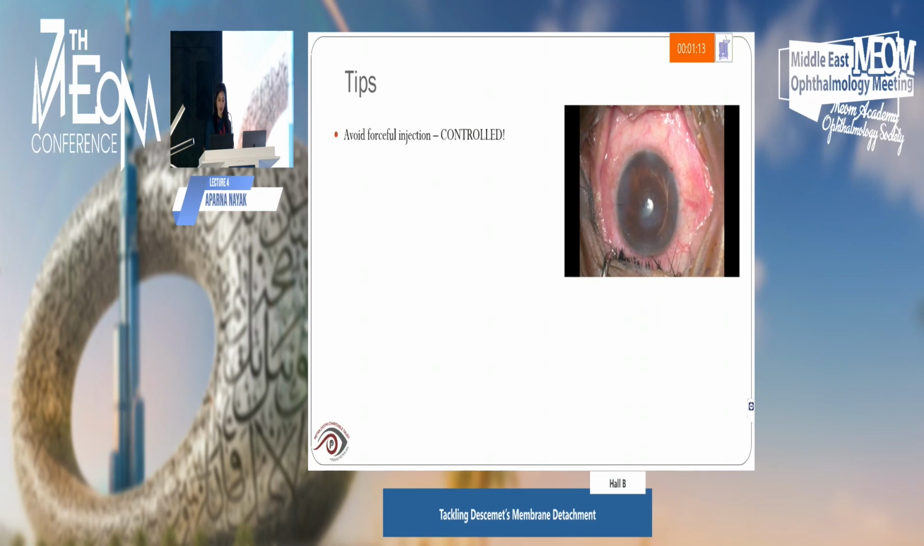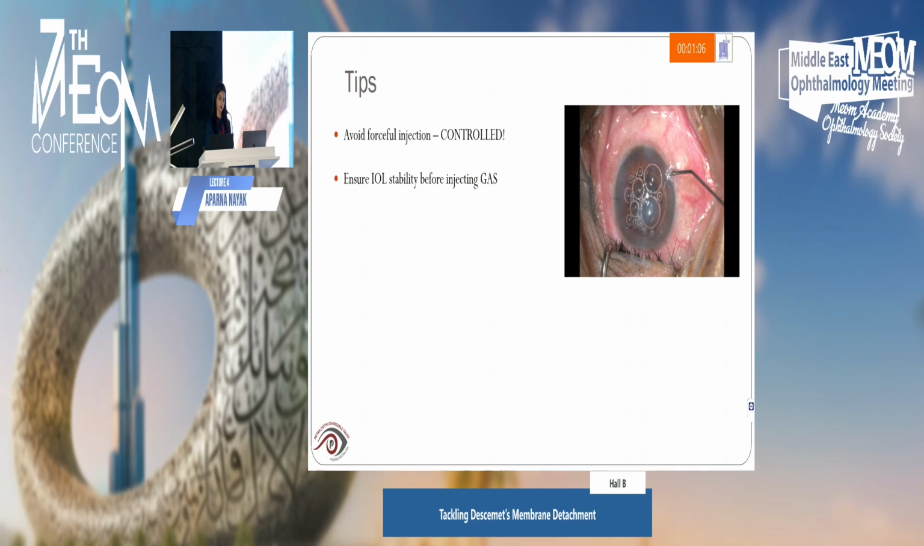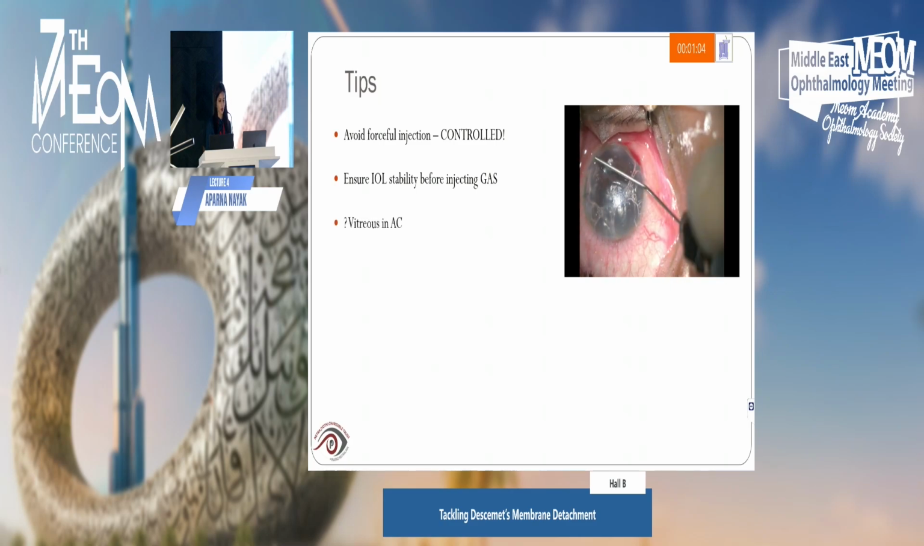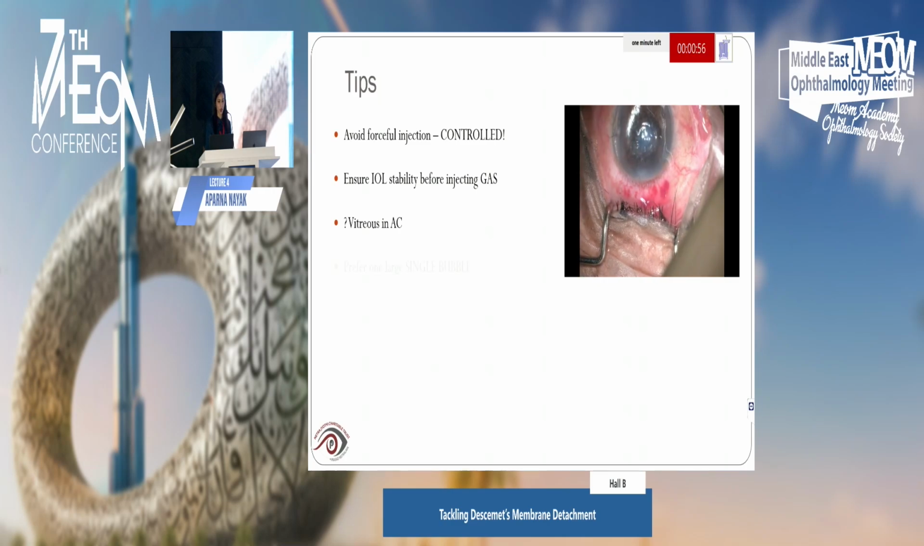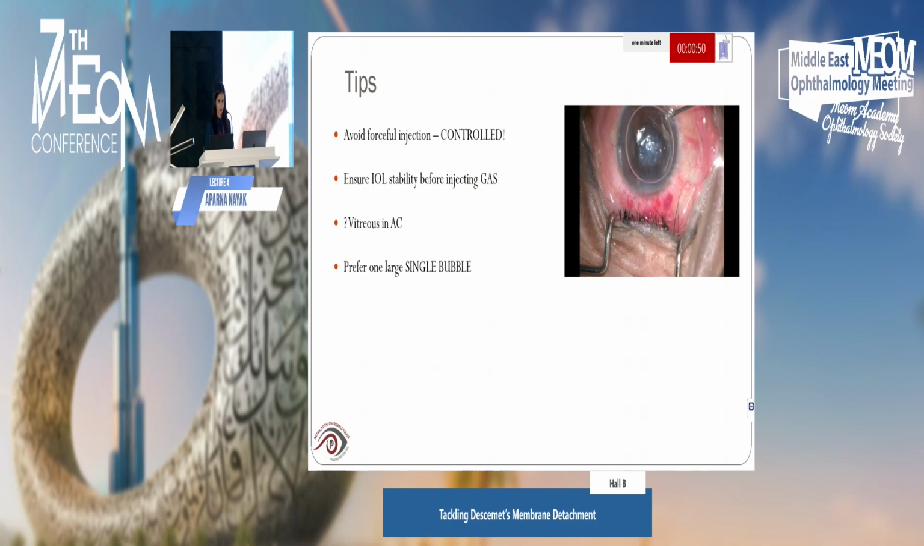And when we inject the air, it has to be controlled. So ensure that the IOL is stable before injecting gas. So thorough pre-op evaluation is very important because there could be vitreous in AC. So whenever anyone refers a case to you with the DMD, we need to make sure and plan accordingly. And prefer to inject one single bubble. I know there'll be multiple bubbles coming, but a single bubble would be neat and it's easy for you to look into it.